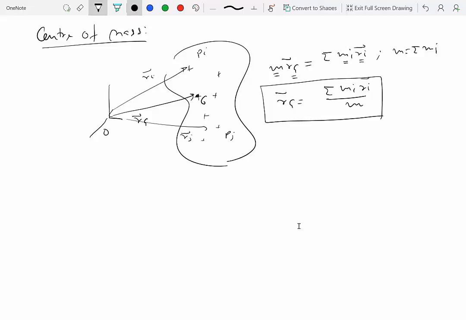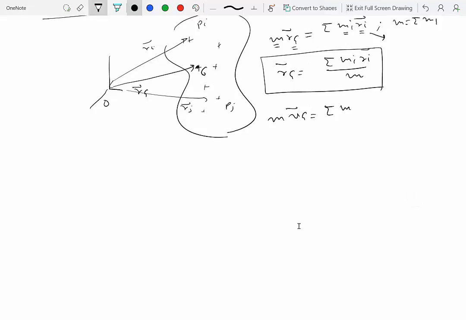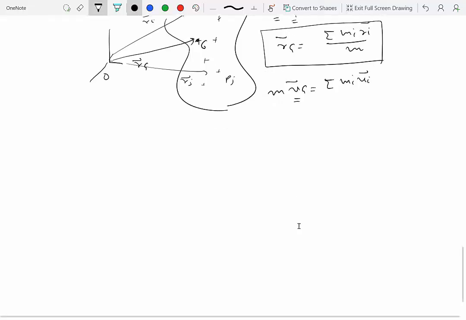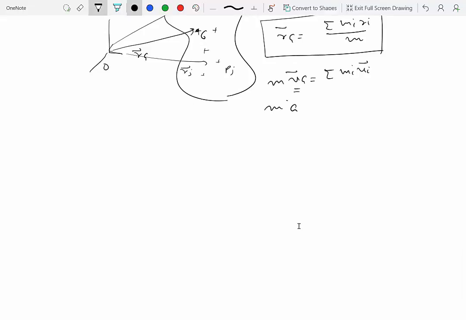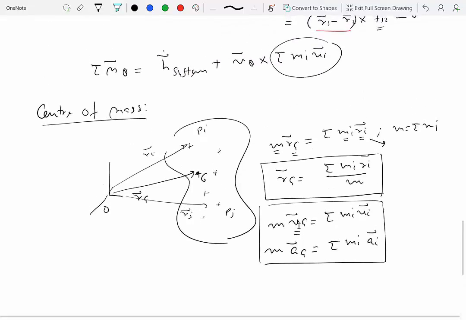Okay, now what can we do with this? We can differentiate it once, and what do we get? We get M times velocity of center of mass equal to sigma mi vi, right? So what this is saying is that if you know the velocity of individual particles and you know their masses, you multiply them, add them together vectorially, and then divide by the total mass of the system, and you'll get the velocity of center of mass, right? If you differentiate it once more, you get M times acceleration of center of mass equal to sigma mi ai, right? So these two relationships are additional relationships that we will use from this point onward.